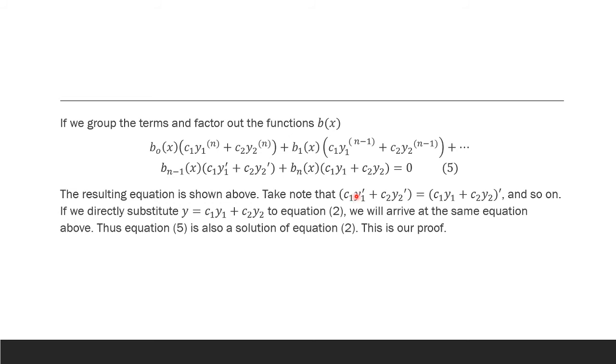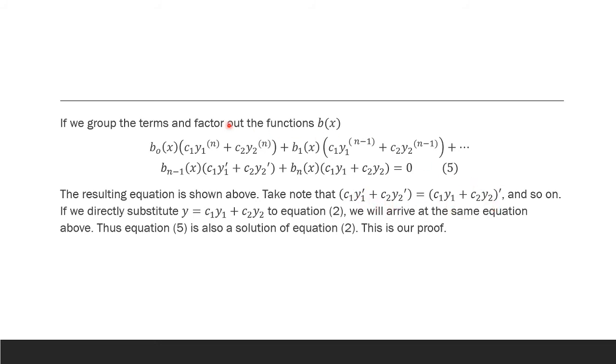halimbawa, gawin natin first derivative. If n is equal to 1, then ito siya. Kung n is equal to 1, we will arrive at c sub 1 y sub 1 prime plus c sub 2 y sub 2 prime. However, by rules of derivative, alam naman natin na this is also equal to the first derivative of the whole equation. So, c sub 1 y1 plus c sub 2 y2 to the first derivative, that is equal dito. So, isimplify na lang natin siya.